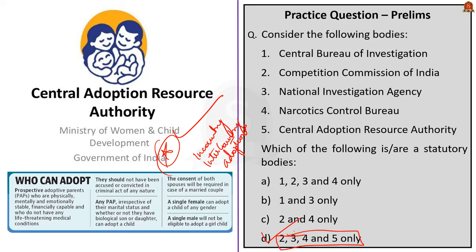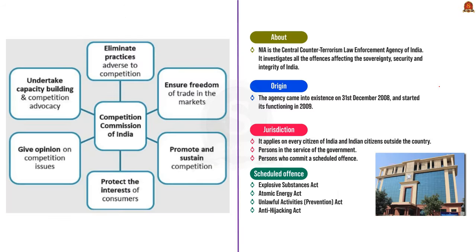So now let's quickly go through the CCI and other bodies as well. See, as you all know, CCI is a statutory authority established under the Competition Act 2002. It seeks to prevent activities that have an appreciable adverse effect on competition in India. Then the NIA, it is a statutory body as well. It was constituted under the National Investigation Agency Act of 2008.